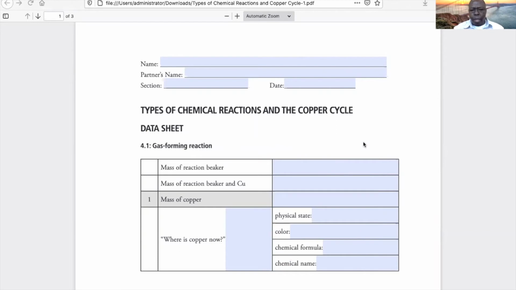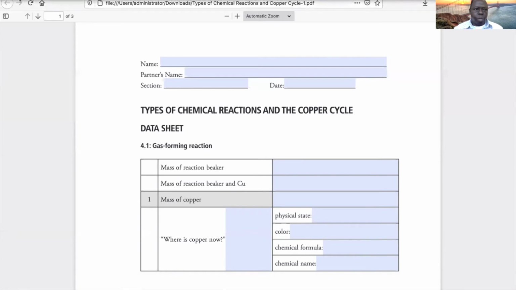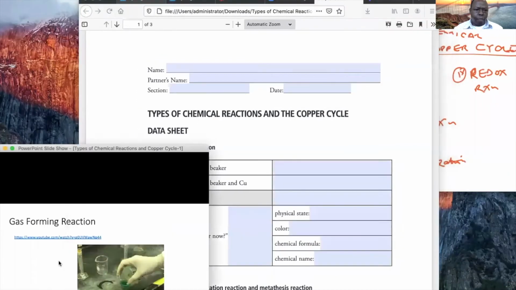In this table here, table 4.1, 4.2, and I think 4.3, you'll have to keep an eye on where copper is. To do that, there are PowerPoint slides posted on our Canvas, which you need to use as well to be able to complete this, and we'll see the type of reaction here.